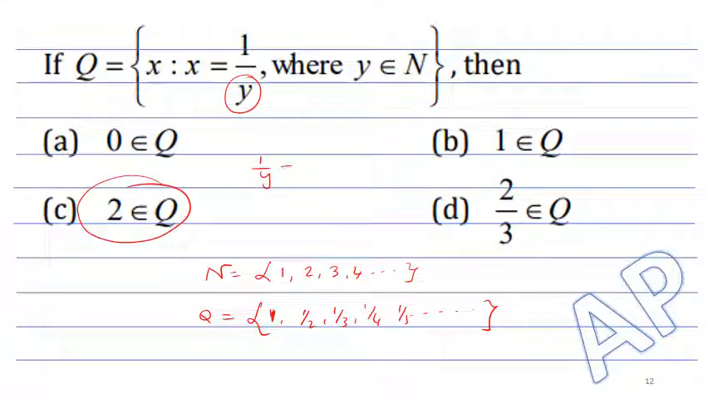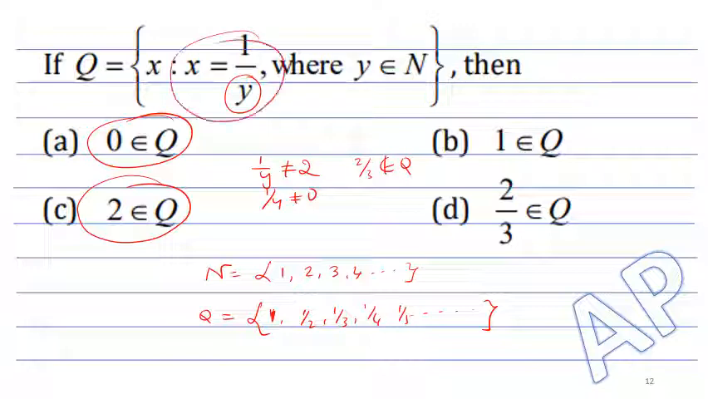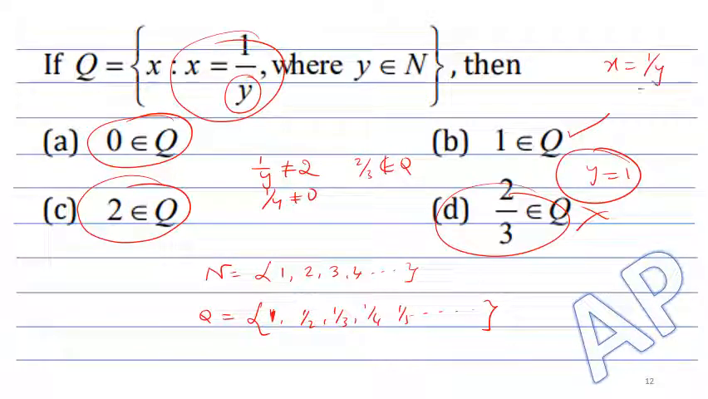That is, 1 by y cannot be equal to 2, and 1 by y cannot be equal to 0 also. 0 is not possible at all. And 2 by 3 also does not belong to Q, because we have 1 in the numerator, so that is 1 by y form for x. So option D is also not correct. So the only choice is 1 belongs to Q when y is equal to 1. When we put y equals 1, x is equal to 1 by y means 1 by 1, which is 1 here. So option B is the correct choice.